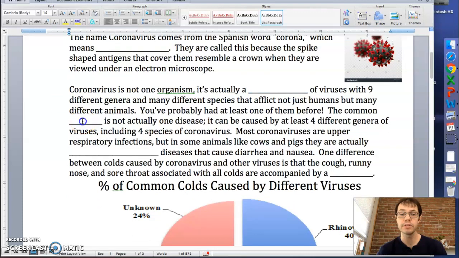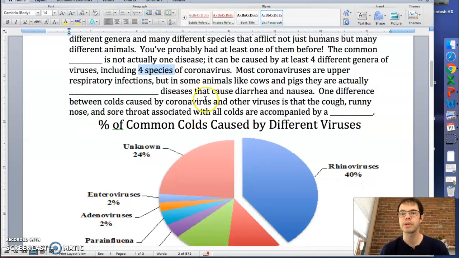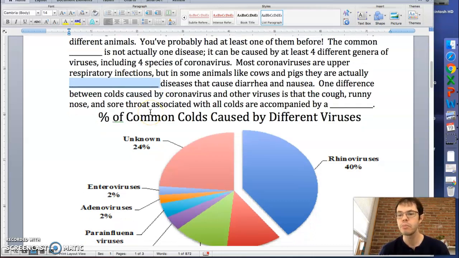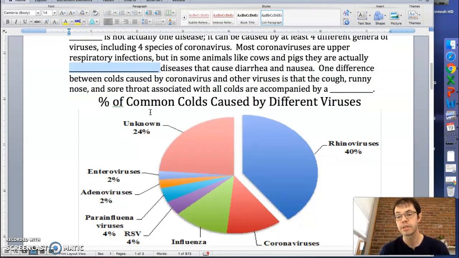The common cold is not actually one disease. It can be caused by 4 different genera or small subgroups of viruses, and one of those is coronavirus, which has 4 different species that can cause just the common cold. Most of them are upper respiratory infections, but in some animals like cows and pigs, they're actually GI or gastrointestinal or stomach bugs that cause diarrhea and disease. So they're mostly about the lungs, but they have many different symptoms that are possible, which we're seeing in a bunch of different people too.